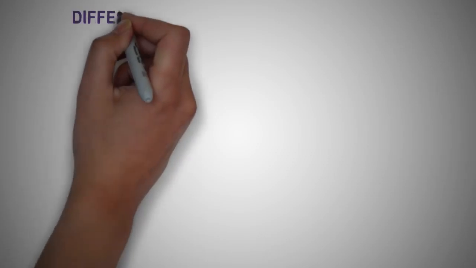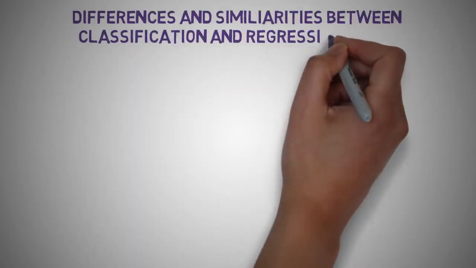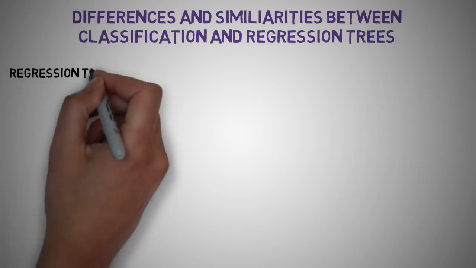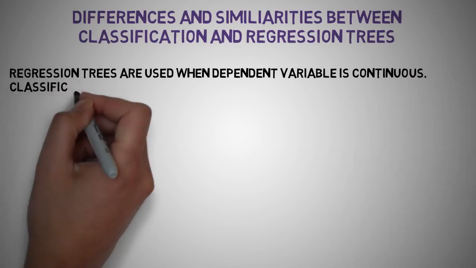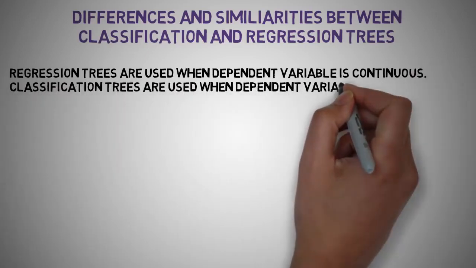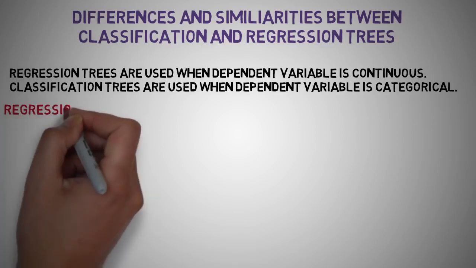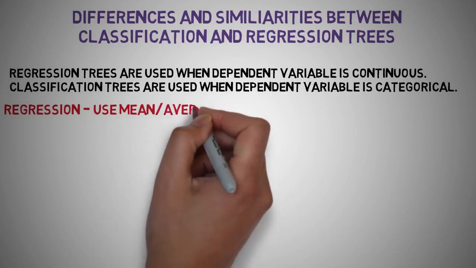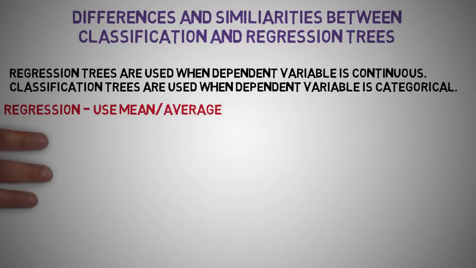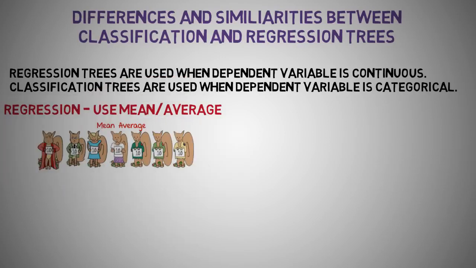So in the image, let's look at the primary differences and similarity between classification and regression trees. Regression trees are used when the dependent variable is continuous. Classification trees are used when the dependent variable is categorical. In the case of regression trees, the value obtained by terminal nodes in the training data is the mean or average response of the observation falling in that region. Thus, if an unseen data observation falls in that region, we'll make its prediction with a mean value.